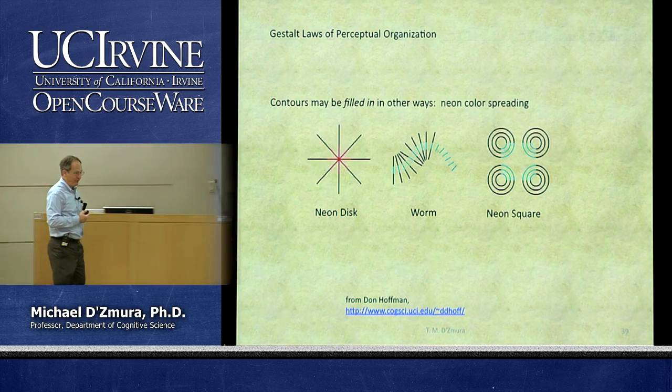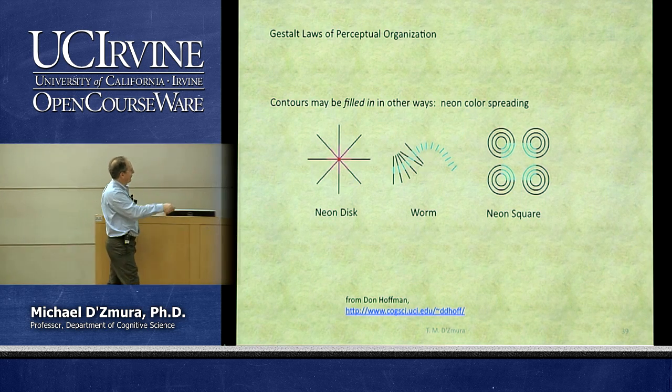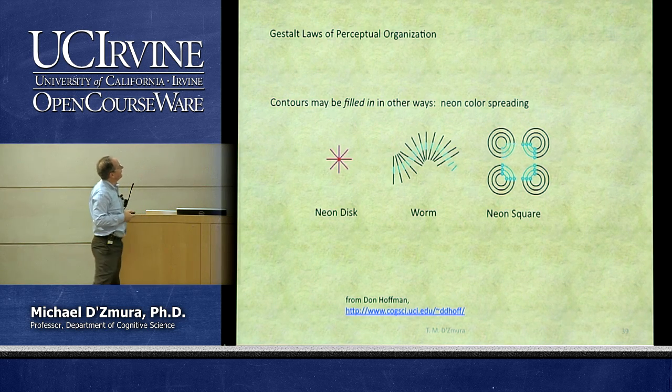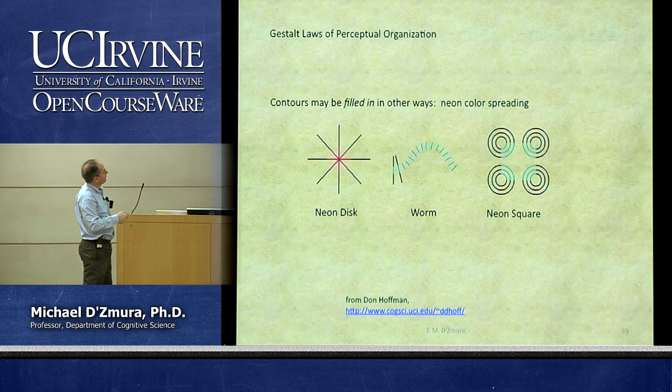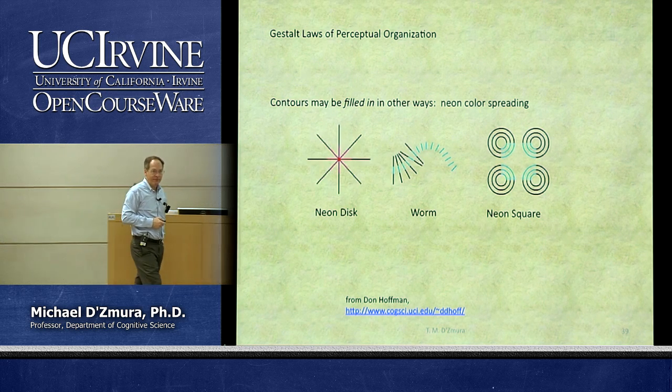We have a specialist in just this topic, Professor Don Hoffman. And Don has a web page where you can get more of this. It turns out that contours may be filled in other ways, and one example is by neon color spreading. And so let's look at these one after the other.